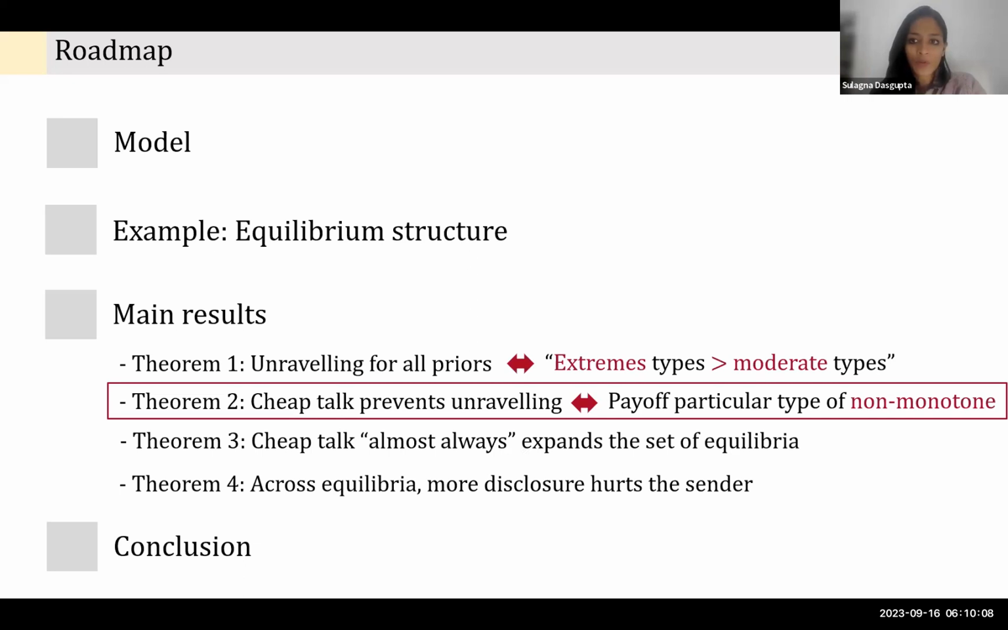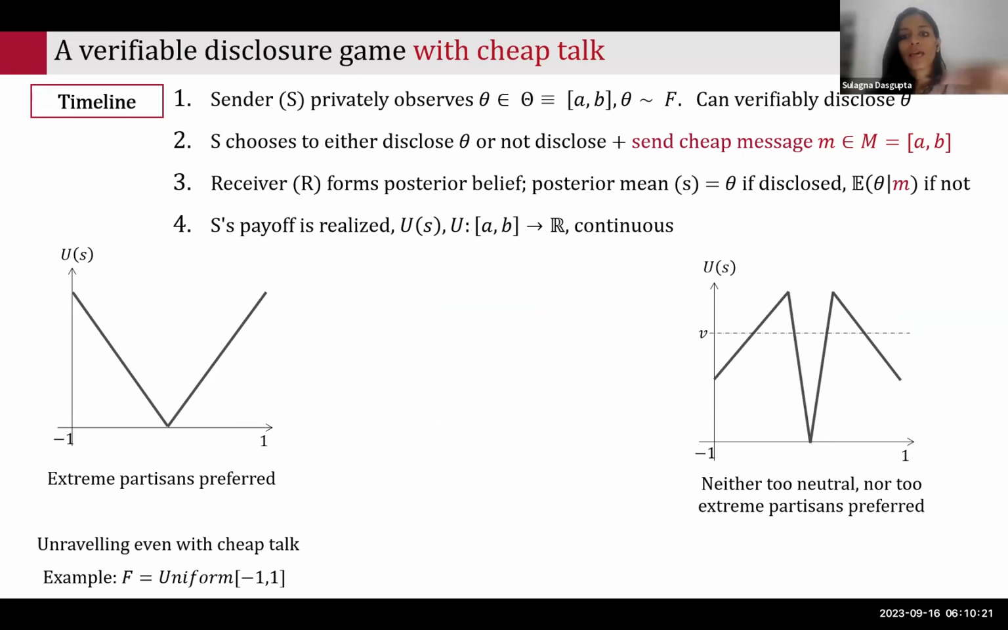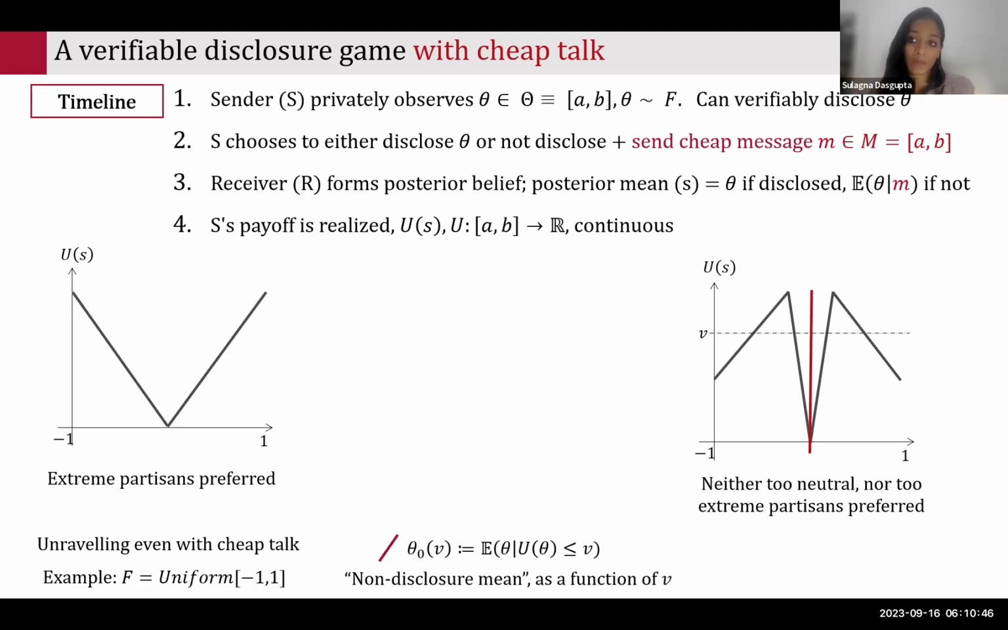Now let's move on to our second result, which gives necessary and sufficient conditions for cheap talk to prevent unraveling. For that, we turn to the more intermediate polarization case, which we saw in the example towards the beginning. Note that by symmetry, for any potential non-disclosure payoff level V, the non-disclosure mean is 0. That's plotted with the red vertical line down the middle of the figure on the right-hand side as a function of any proposed non-disclosure payoff level V. Without cheap talk, non-disclosure is never possible in equilibrium with positive probability, because the non-disclosure mean gives you the lowest payoff, so every type finds it beneficial to disclose. In other words, unraveling happens if cheap talk is not available.